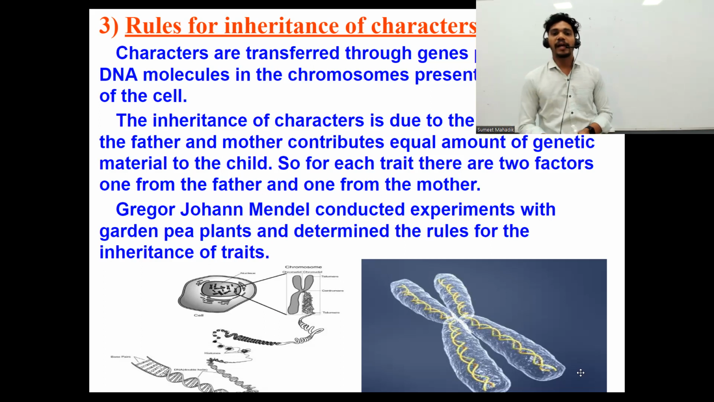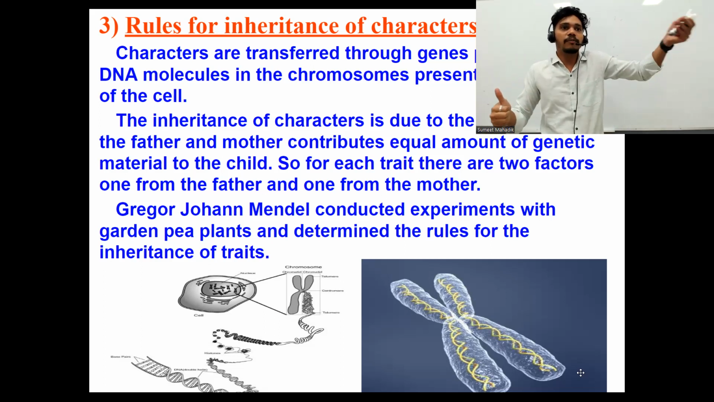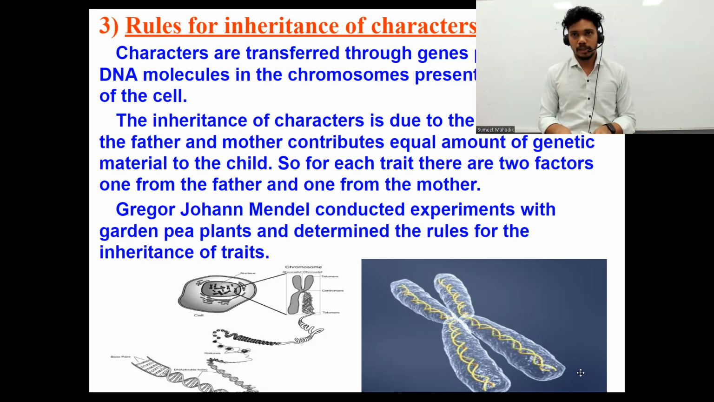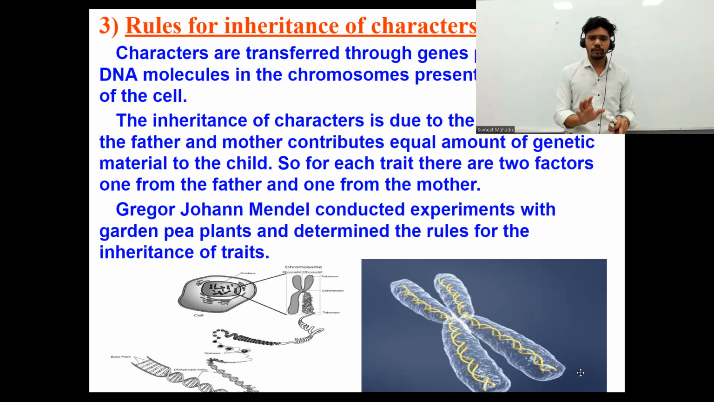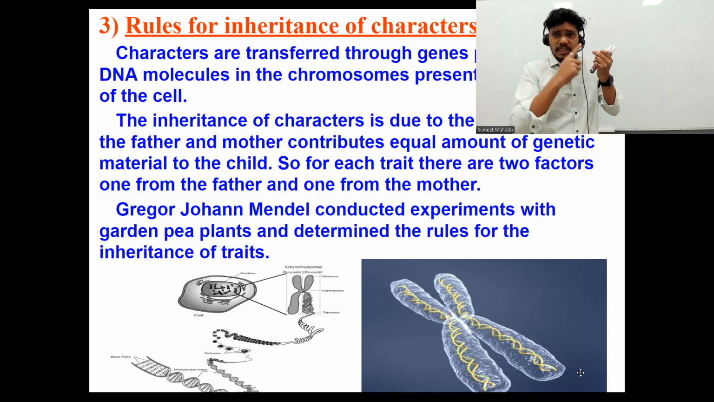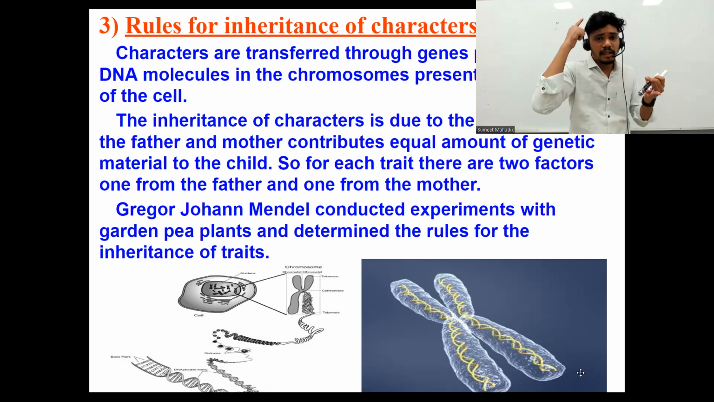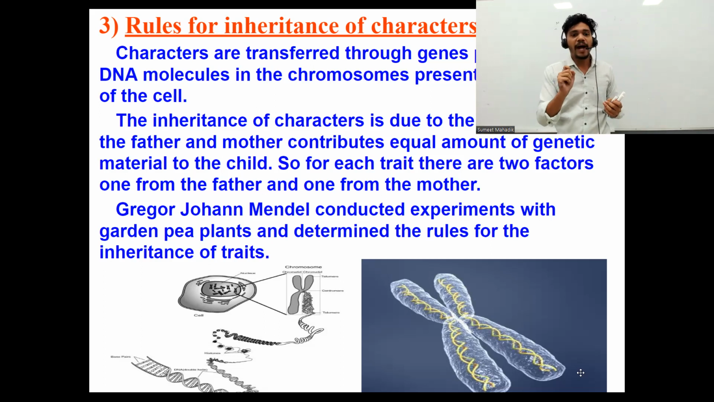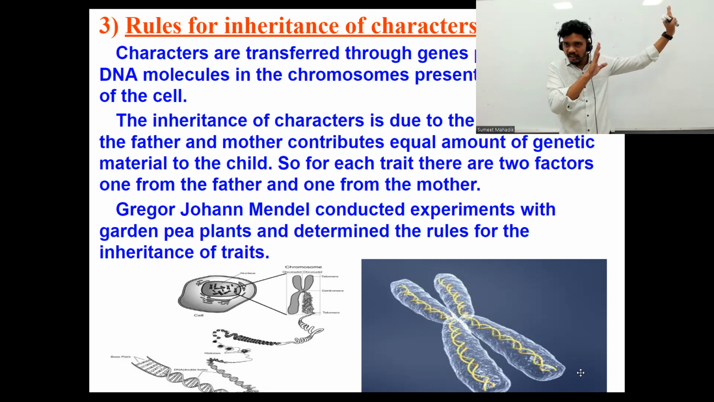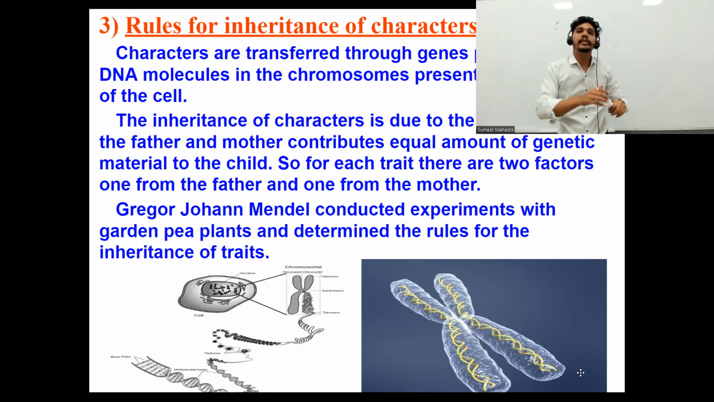Okay, so let's go and understand in more detail. The inheritance of character is due to the fact that both the father and mother contribute the same, an equal amount of information. So for each trait, for each character, for skin coloration, for hair coloration, there are two factors, one from the father and one from the mother. Now there is a decision. Suppose, let's talk about the color of the eye: the father has a black color, the mother has a blue color. Now what will be the zygote color?